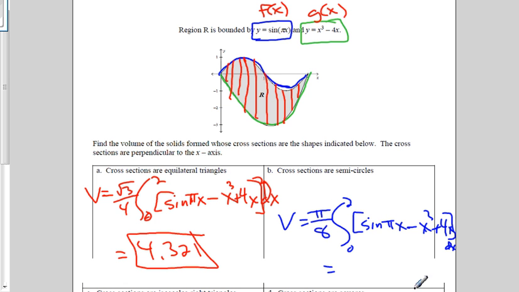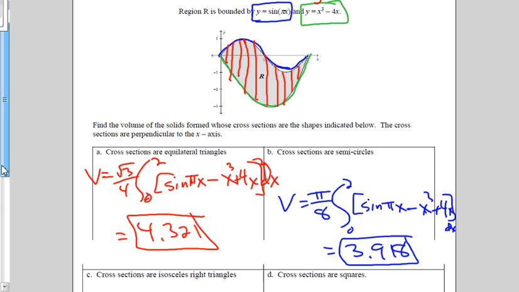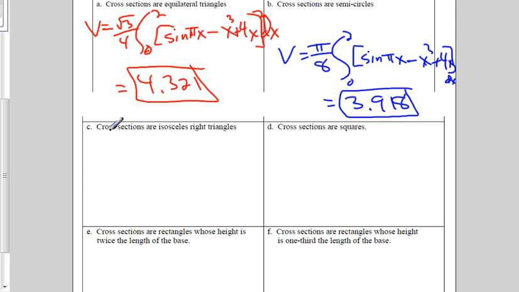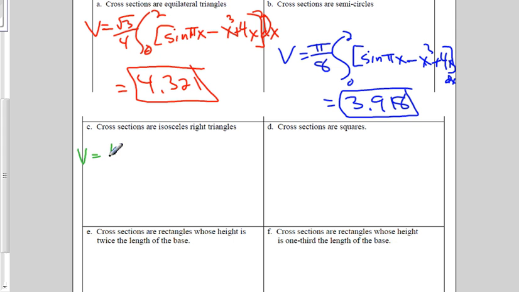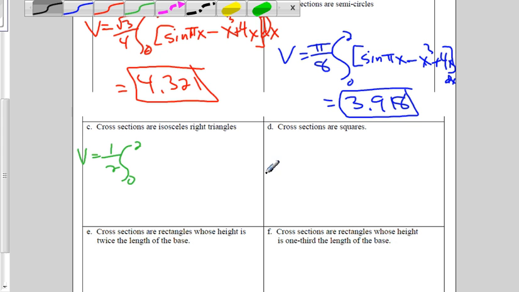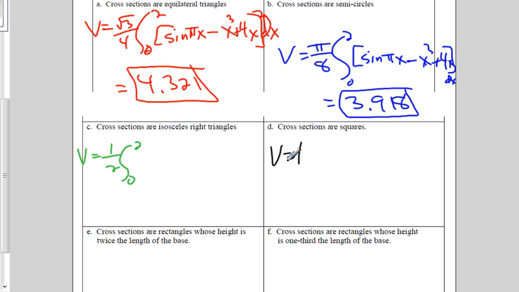And then we also got semicircles, which is just going to be pi over 8 out front. And then for part C, we're dealing with isosceles right triangles, which is everything that we just did, except this is 1/2 integral from 0 to 2. And then the last one, squares, again, we don't need to write the 1, but it's f of x minus g of x, and we have those functions. So let's write these two in.